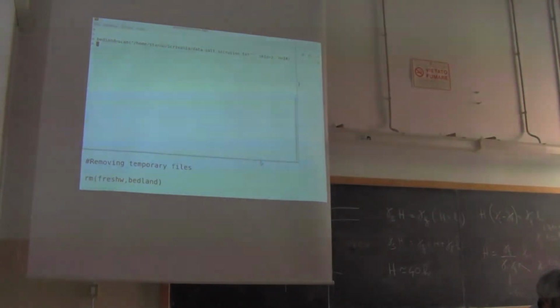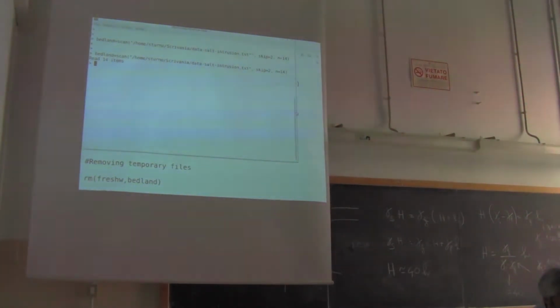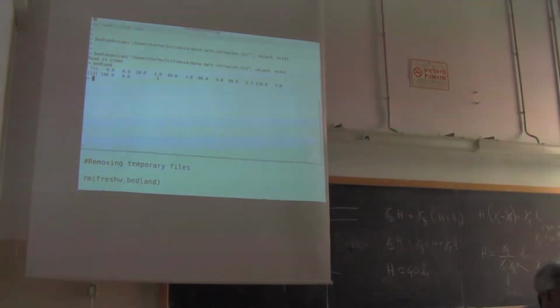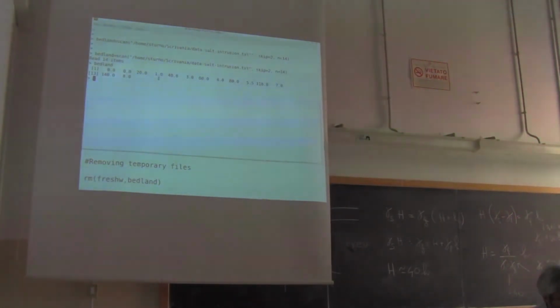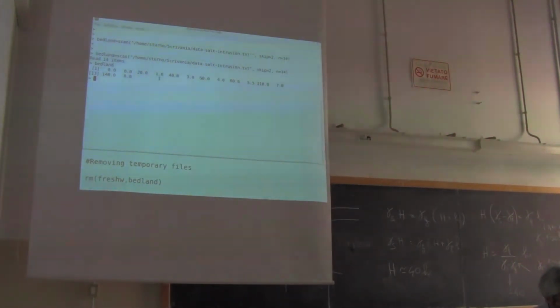I forgot something. Let me rewrite it. Here there were 2 commas, which is not good. So now I accomplished my mission of uploading 14 numbers, which should be the coordinates. And you can make a check. I think it is fine. We can make an attempt.